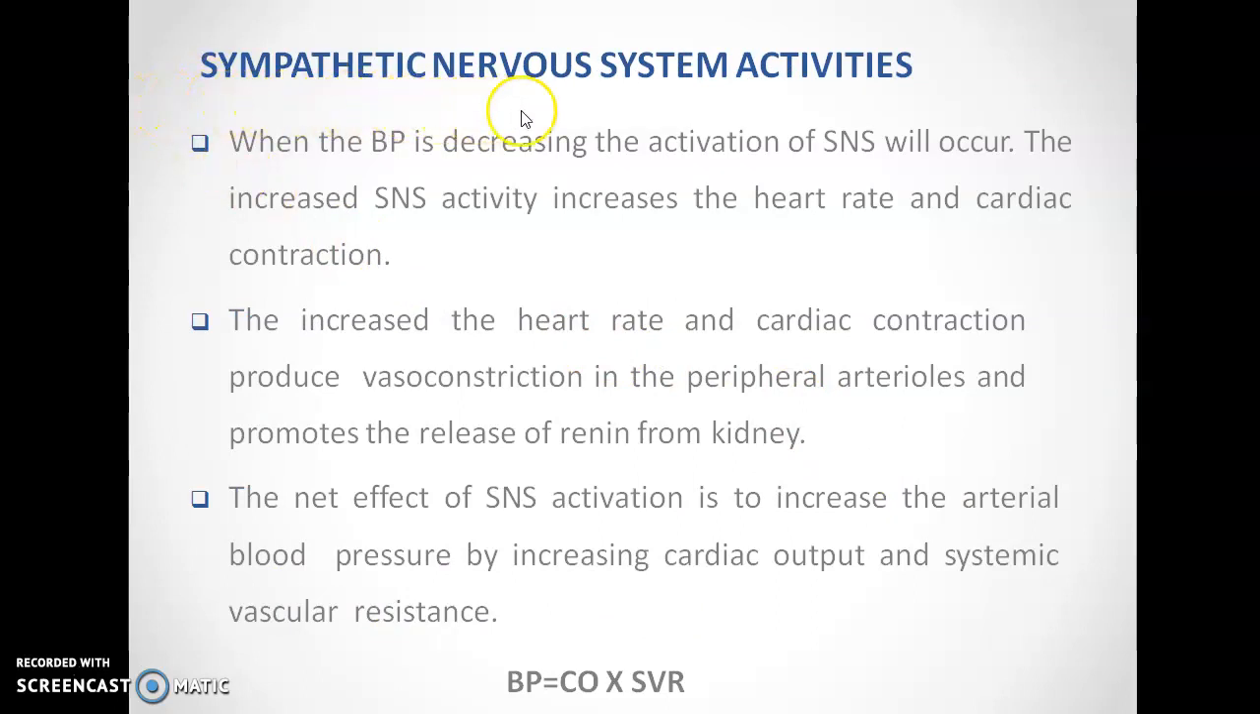First is sympathetic nervous system activities. When the blood pressure is decreasing, the activation of sympathetic nervous system will occur. The increased sympathetic nervous system activity increases the heart rate and cardiac contraction. The increased heart rate and cardiac contraction produce vasoconstriction in the peripheral arterioles and promotes the release of renin from kidney. The net effect of sympathetic nervous system activation is to increase the arterial blood pressure by increasing cardiac output and systemic vascular resistance. So, blood pressure is equal to cardiac output into systemic vascular resistance.